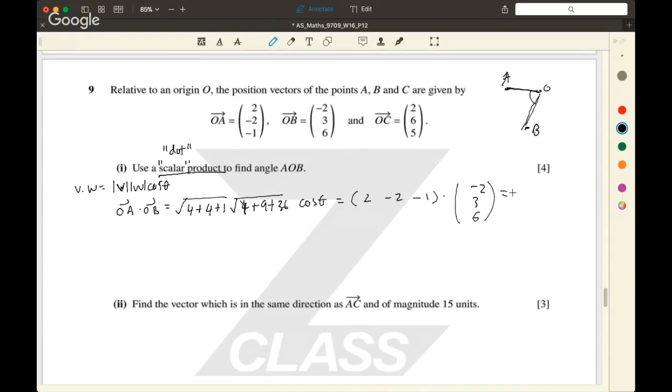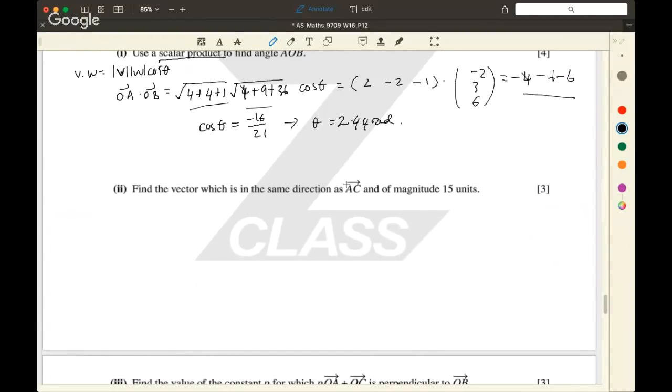And that is like minus 2 times 2 is minus 4. Just do them component-wise. 3 times minus 2 is minus 6. 6 times minus 1 is minus 6 again. And so this is a number, this is a number, this is a number. We can get that the cosine of the angle is minus 16 on 21. And therefore, just put it in your calculators, then the angle is 2.44 radians.